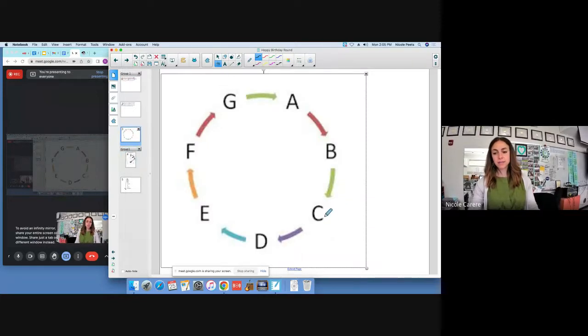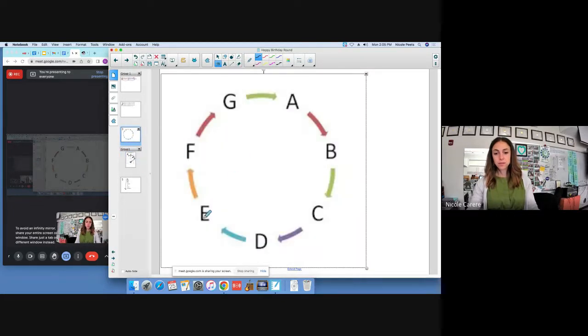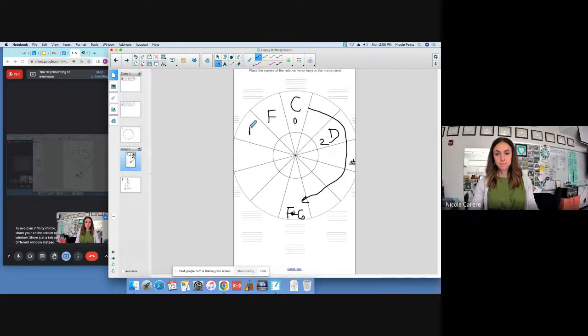We start with C. We're going to count backwards. 1, 2, 3, 4, 5. A 5th away from C would be F. Okay. Now, let's keep counting. 5 backwards from F. We're moving backwards today, right? 1, 2, 3, 4, 5 is some type of B.